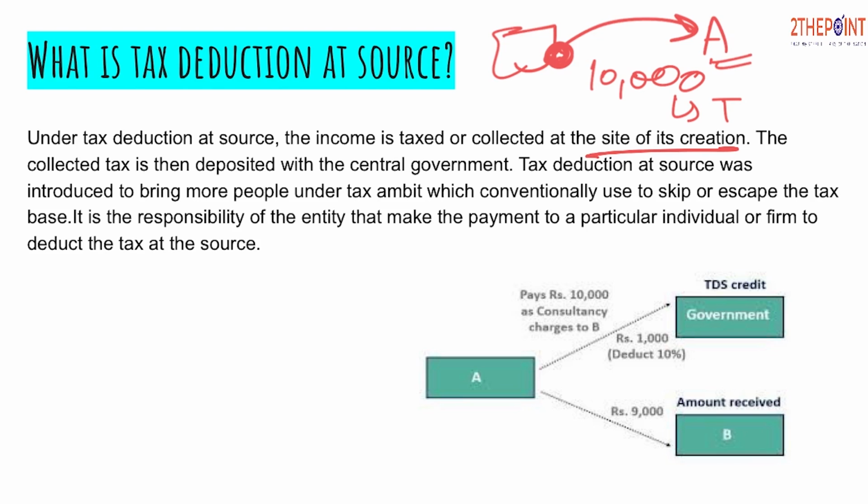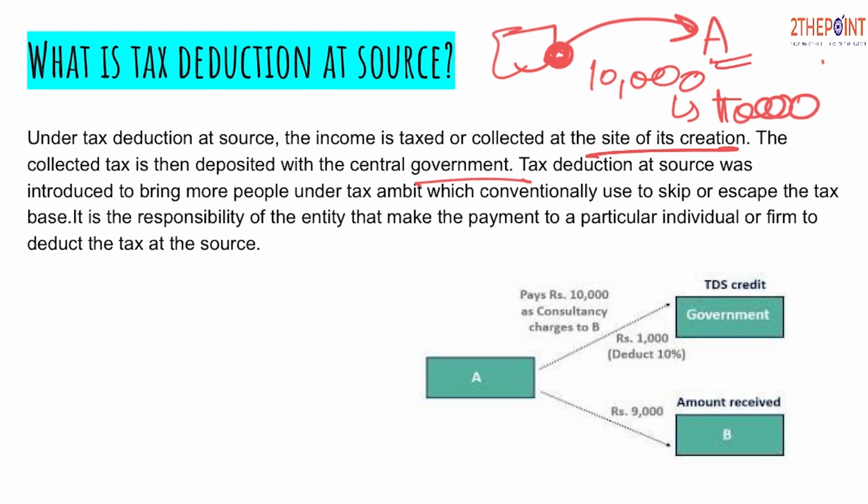The tax that my firm has deducted or collected here will be deposited to the central government. Let's suppose the prevailing rate of TDS is 10%. So my firm, while releasing the payment, will deduct 10% of 10,000, that is 1,000 rupees, and will release the rest, that is 9,000 rupees, to the architect. This 1,000 rupees will go to the central government. The collected tax is then deposited to the central government.